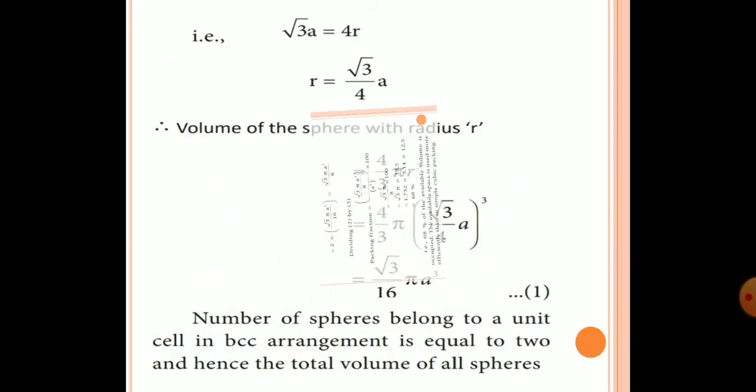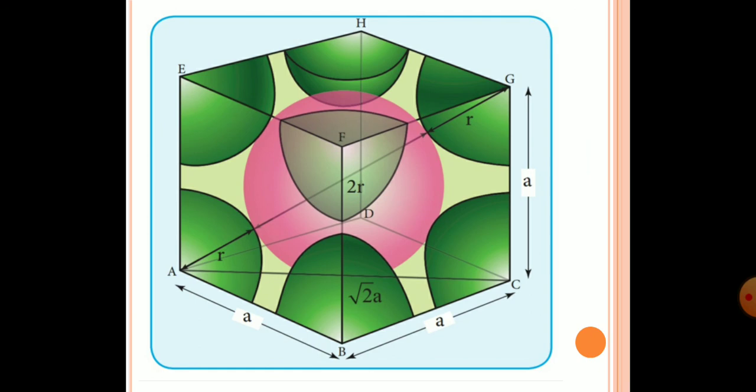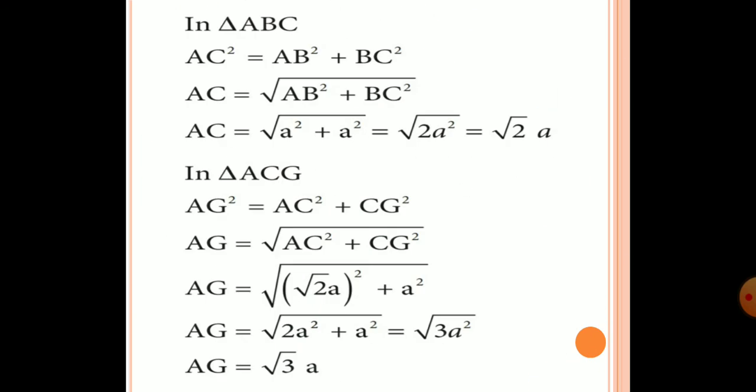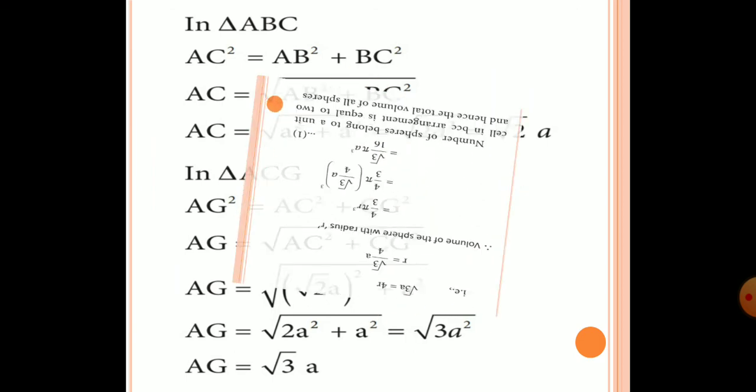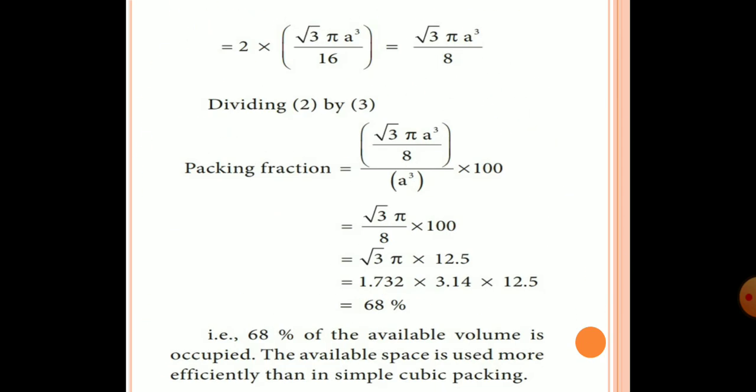Let us recollect from the beginning whatever we have seen in this video. Let us calculate the packing fraction for a body centered cubic unit cell. This is the picture of the arrangement of spheres in the body centered cubic unit cell. Calculation: AC is equal to root 2 a and AG is equal to root 3 a. Then root 3 a is equal to 4r and radius is found to be root 3 by 4 into a. Now volume of sphere we have found and it is multiplied by 2. Finally, when we substitute the values in the packing fraction, we get 68% as the answer.